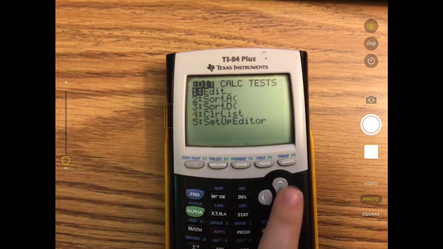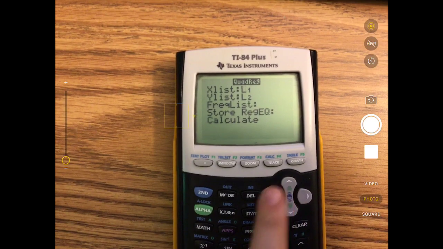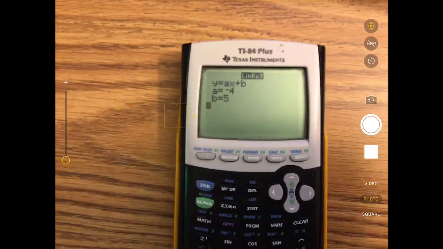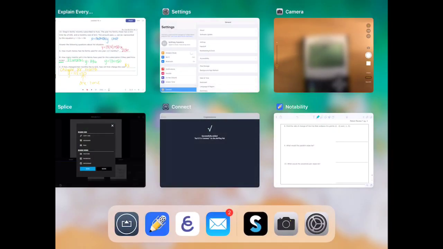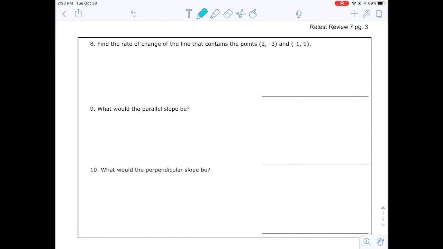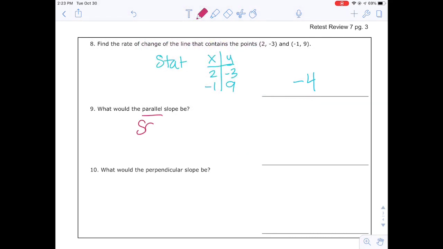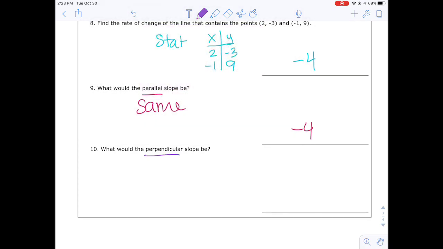Then I'm going to come back to Stat, scroll to 4. Oops, that was 5, sorry. Stat, scroll to 4. And my slope is -4. So this was Stat, Edit, and I put in 2, -3, and -1, 9. Then a parallel slope would be the exact same slope, so -4. Perpendicular would be the flopposite, so 4 would turn into 1 over 4, negative turns into positive.